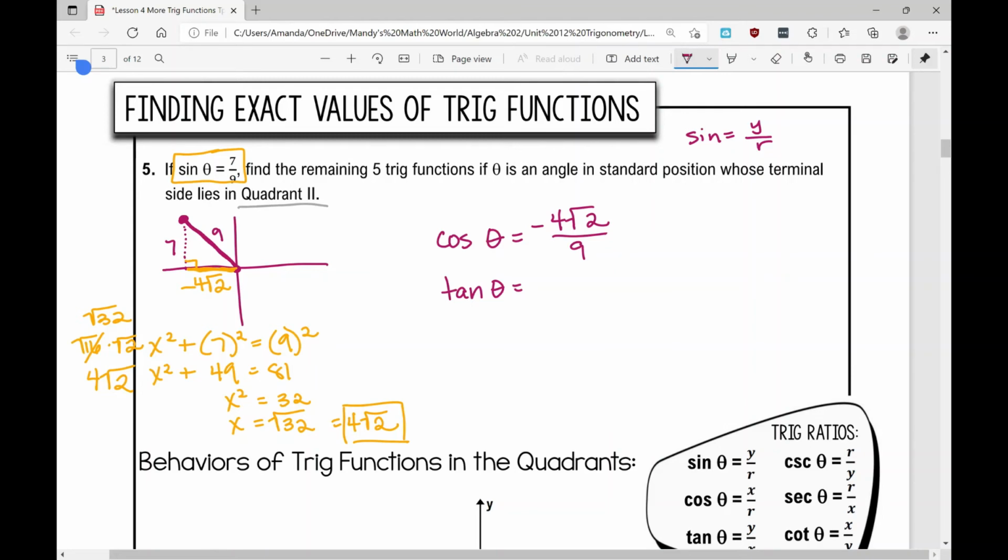Tangent theta is going to be y over x. That's 7 over negative 4 root 2. Well, I can't have a radical in my denominator, so I need to rationalize it. So I get negative 7 root 2 over negative 4. If I remove that radical, I just get 2. So negative 4 times 2 is negative 8. And I've already got my negative right here. So there's my value, 7 root 2 over 8.